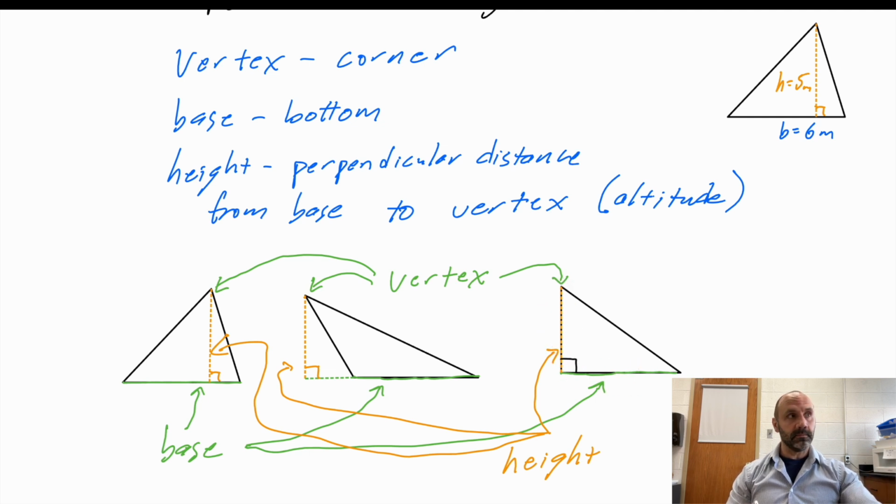If you've got an obtuse triangle, how do you draw the height? Well, what you do is you extend the base like this, and then you draw from the vertex down to that extension of the base.